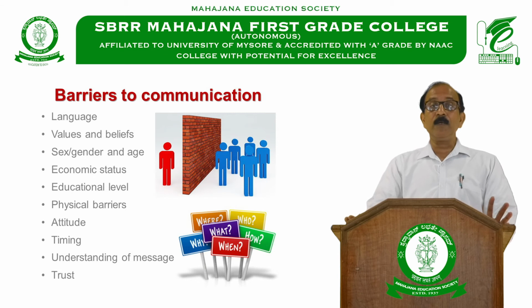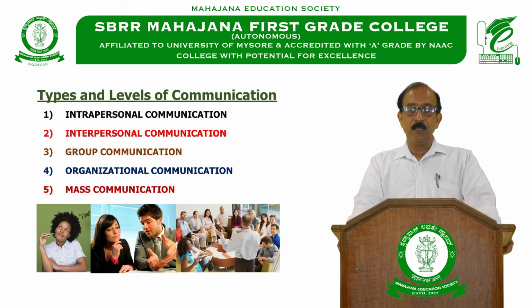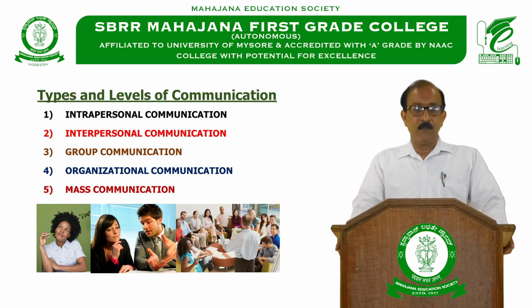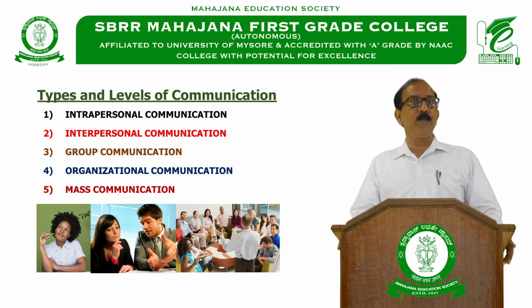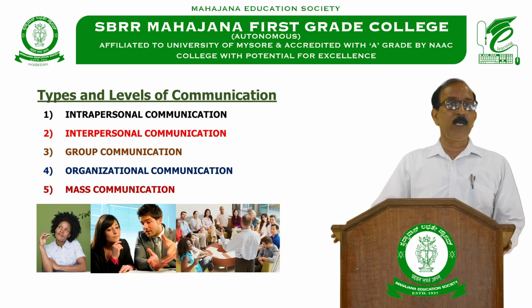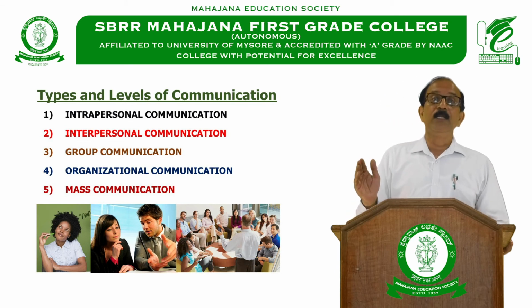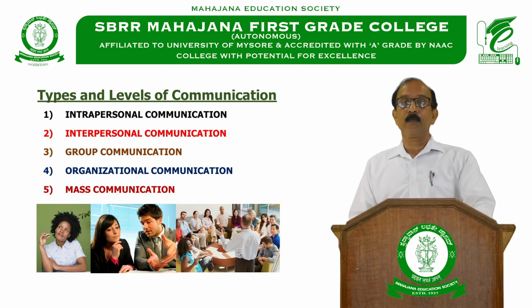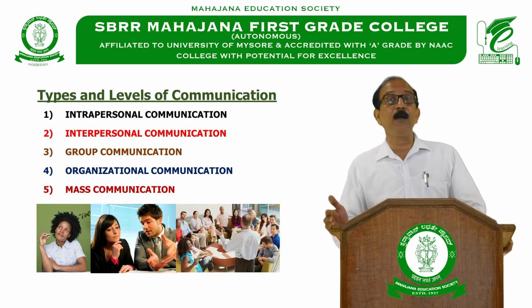Now coming to the next chapter, the levels or kinds of communication. There are five different kinds of communication. The first one is intrapersonal communication. The second is interpersonal communication. The third is group communication. The fourth is organizational communication. And the fifth, the most important one, is mass communication. Let us discuss them one by one. First, we can start with intrapersonal communication.